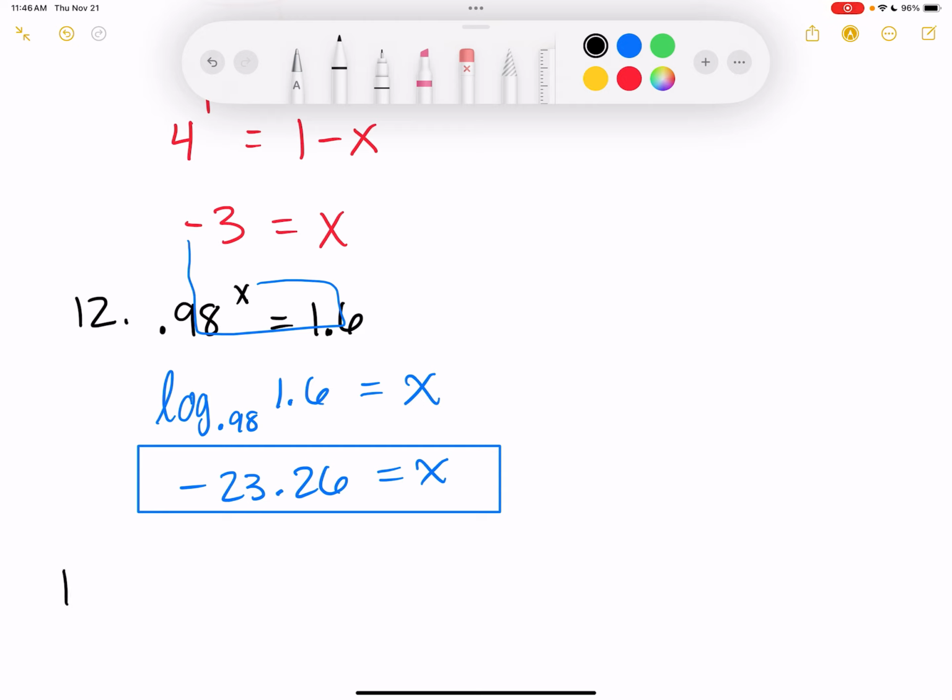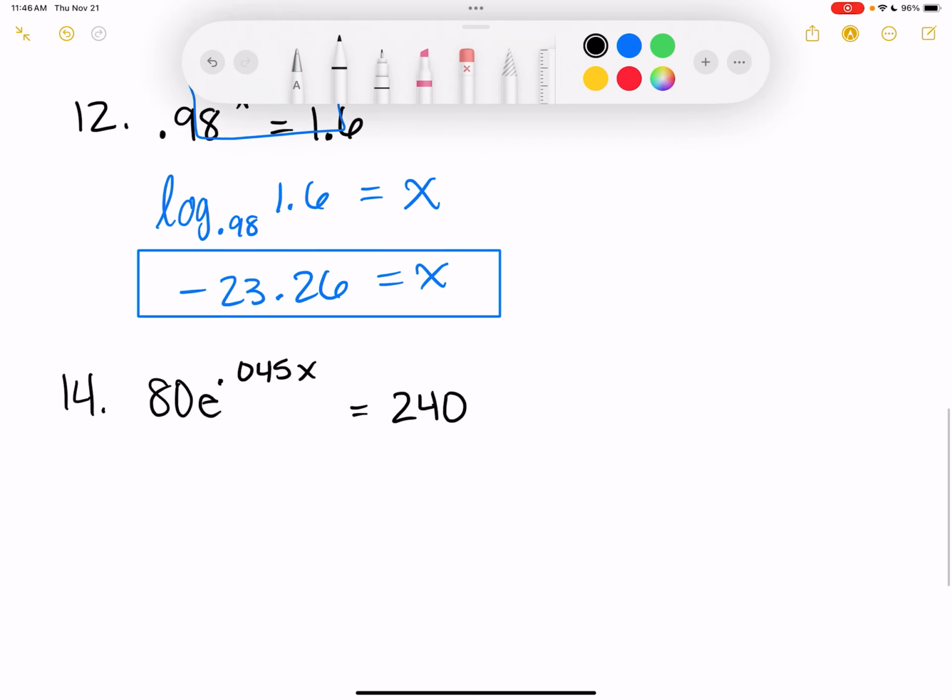Number 14. 80 times e to the 0.045x equals 240. So first thing I need to do here is divide, because I want it to just be whatever is being raised to the power left on that side. So divide by 80. e to the 0.045x equals, what is that, 30? Yes, I think so. No, 3, not 30.